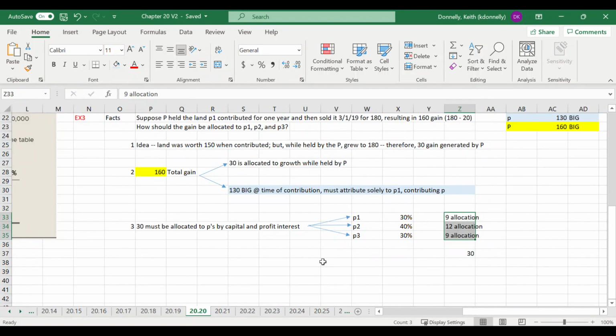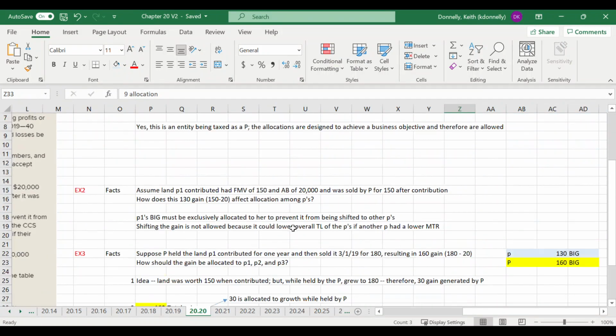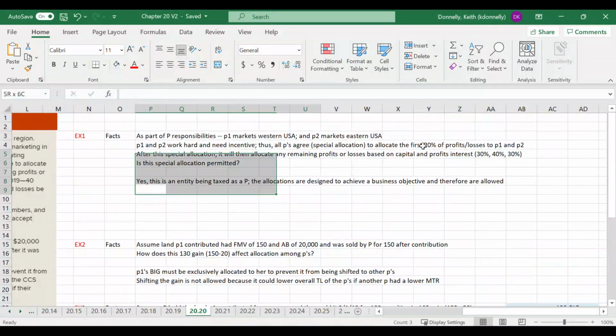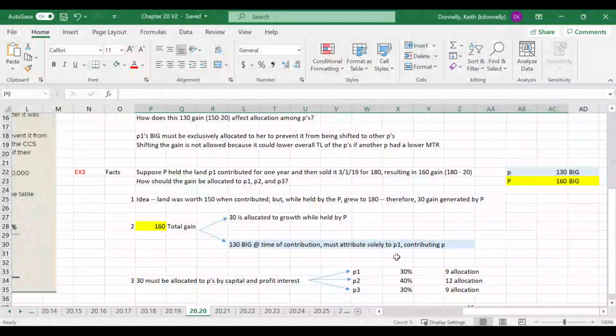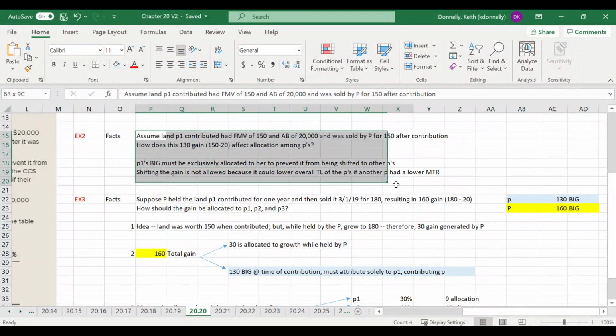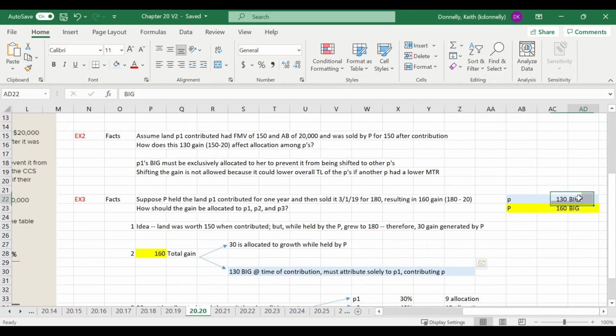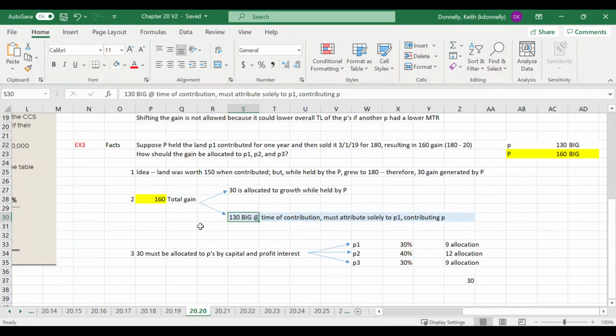So again, generally, like this example up here, you can allocate profit or loss however you want. It's called special allocations. However, when there's property that's transferred into the business that has a built-in gain, they put it in, they're going to get it out. They're the first ones who have to have it allocated to them, right here.